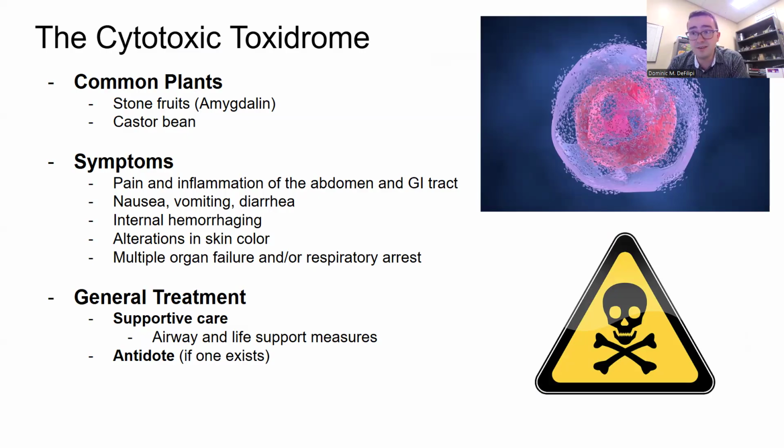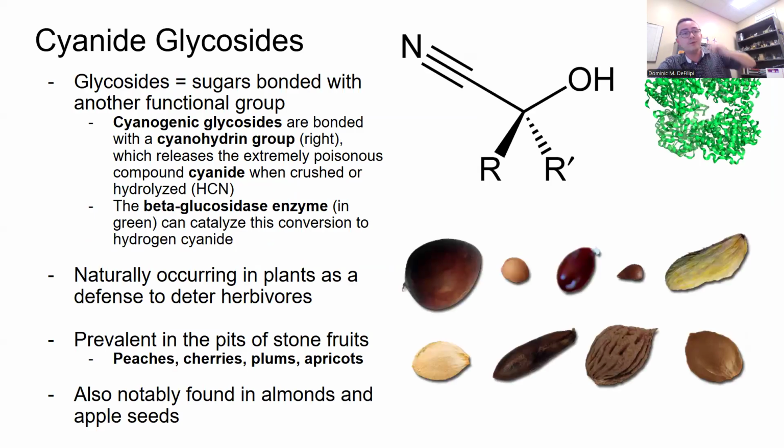The general treatment for the cytotoxic plants that we're talking about are supportive care, especially the airway and life support measures. That is the most important thing. And if you can administer an antidote, that is ideal, but that's assuming that an antidote exists. So let's start off. I feel like everyone in pharmacy has probably learned about cyanide at some point, but we never really talk about it or how to manage the cyanide poisoning.